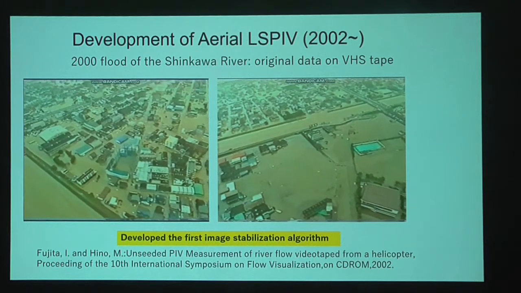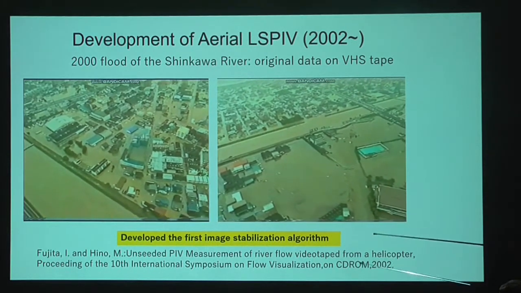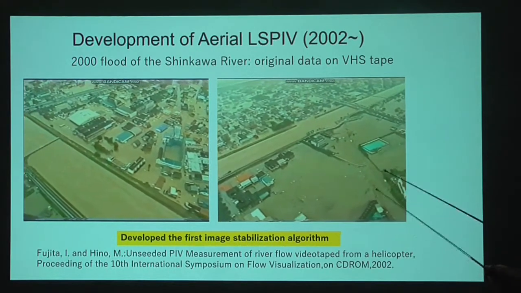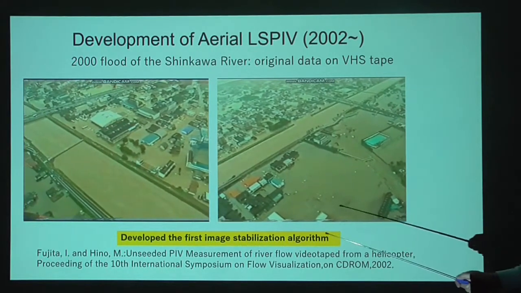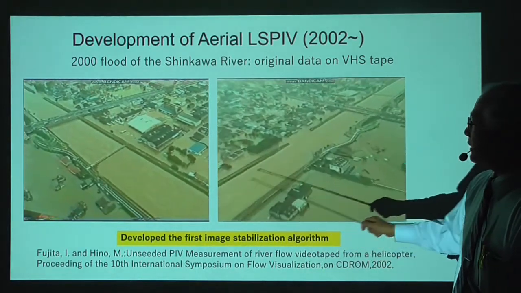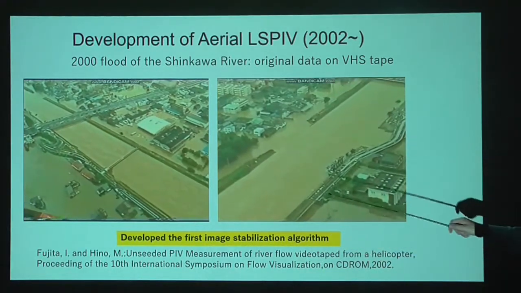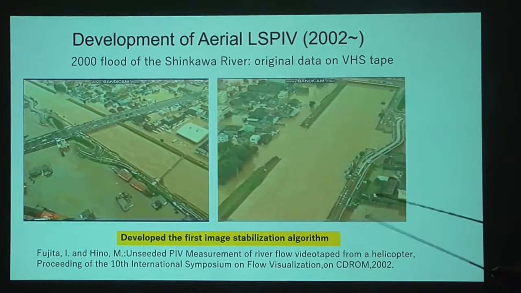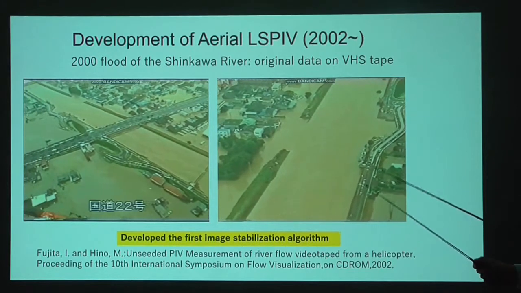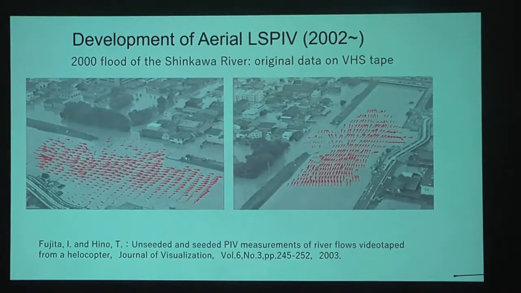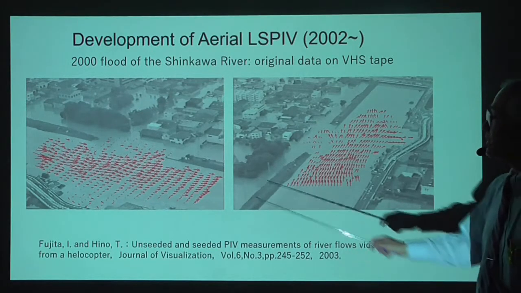This is the very heavy damage of the Shinkawa River in the 1992 disaster. From this, I got the aerial footage, and I got the data from the VHS tape, and I analyzed it by developing image stabilization. So from this, I get very beautiful velocity distributions like this.